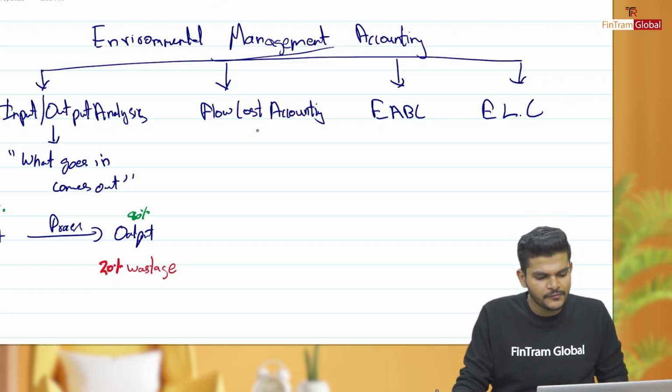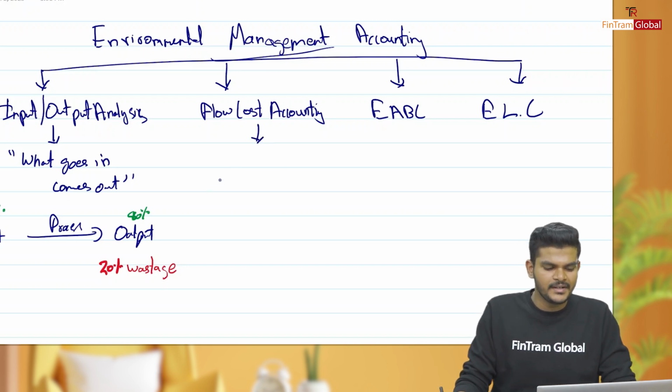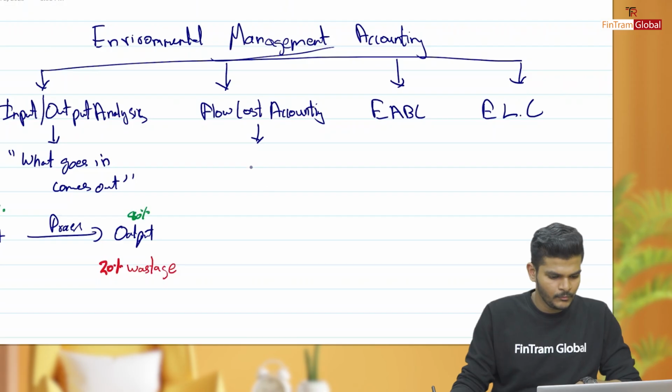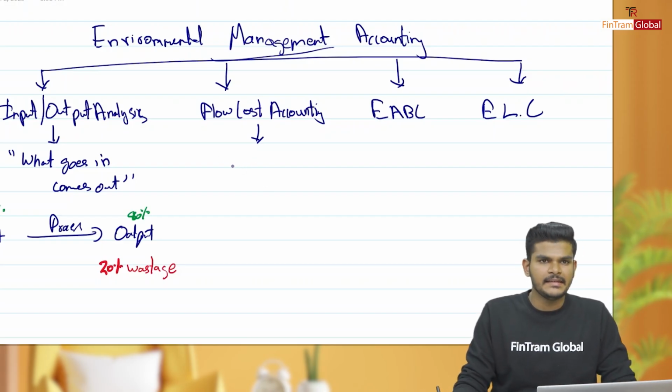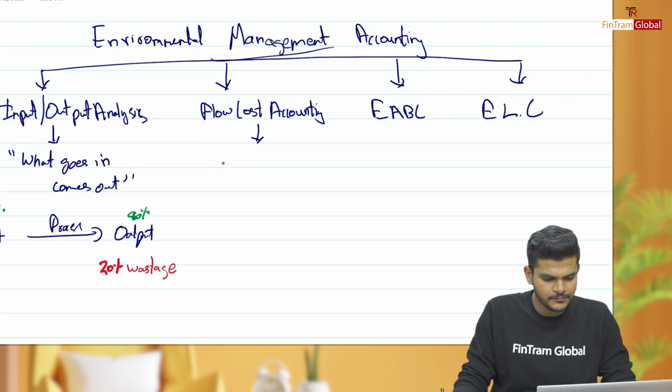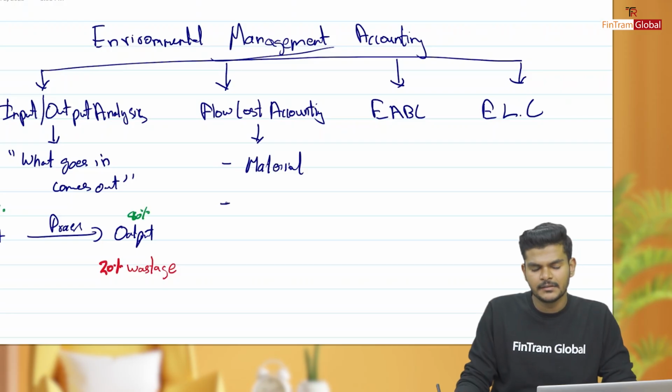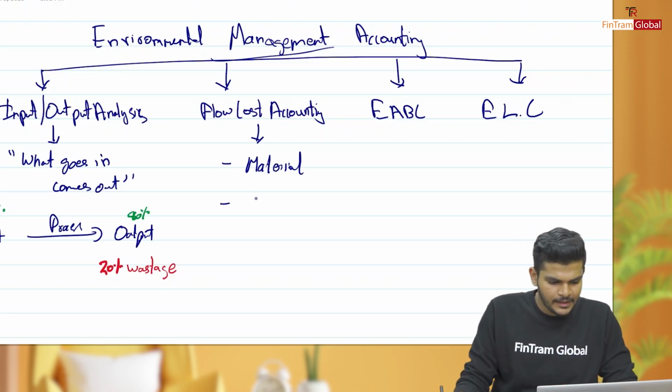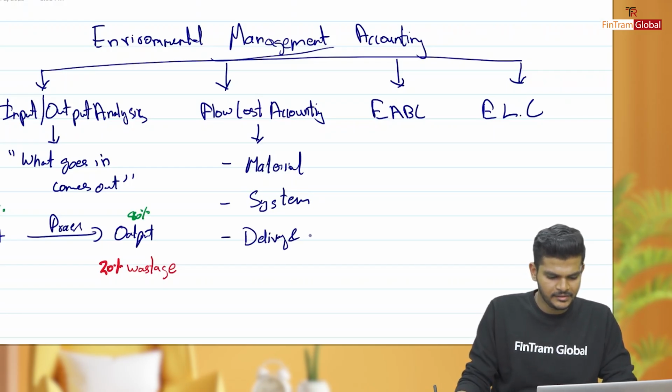Now, moving on to flow cost accounting. So when it comes to flow cost accounting, what's the idea? Over here, we basically categorize the material flow into three categories. Okay, folks, so first of all, there would be material, right? Which is basically the raw materials and everything, right? And then there would be system. And finally, there would be delivery and disposal.